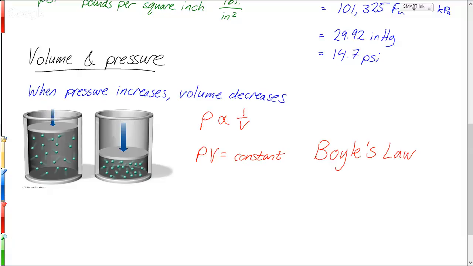Since the product of pressure and volume is constant, if you change one, the other one has to compensate. We can actually calculate for that. So like over here, we can think of this as an initial volume and an initial pressure. And that has to be the same as the product of the second volume and the second pressure.